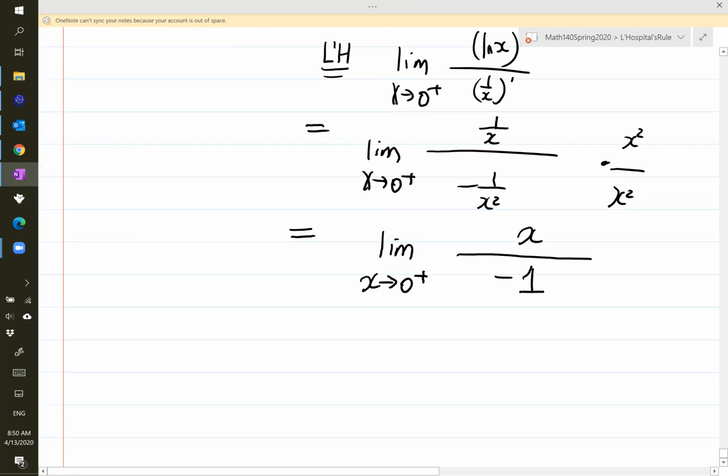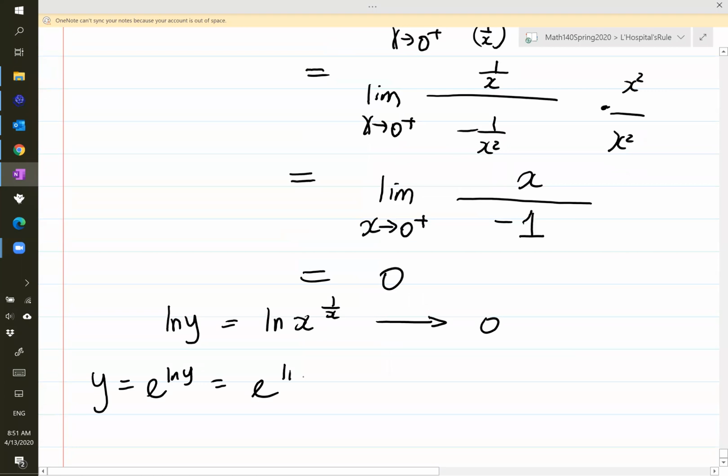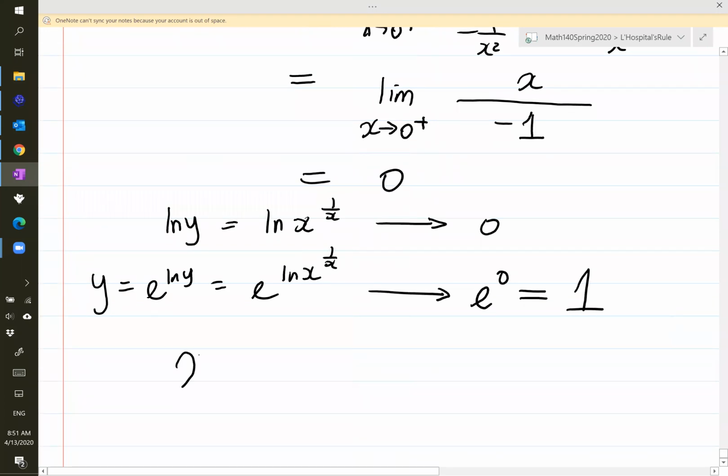Now x over 1 is well defined when x is 0 by substitution. So this is 0 over 1, which is 0. Now remember, we're not done yet. We know ln y, which is ln x to the power 1 over x, approaches 0. This means y, which is e to the ln y, approaches e to the power 0, which is 1. So x to the power x approaches 1 as x approaches 0.